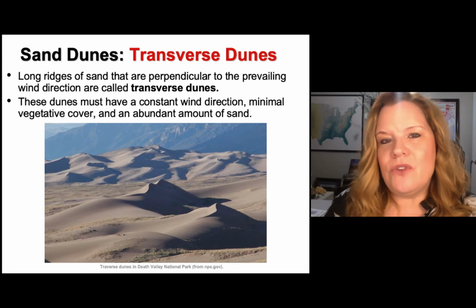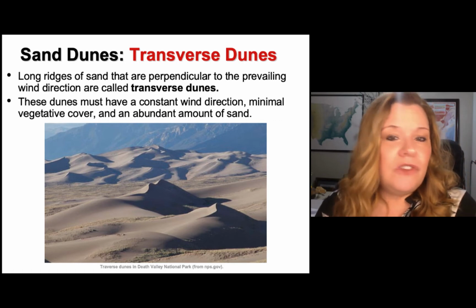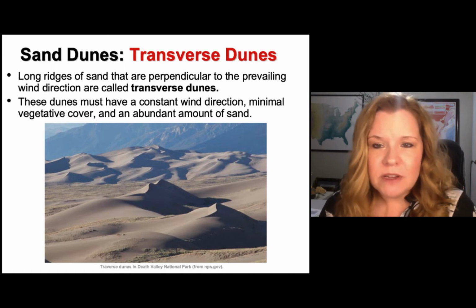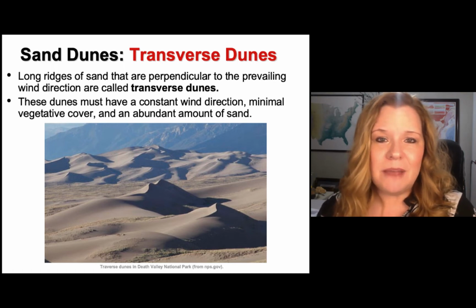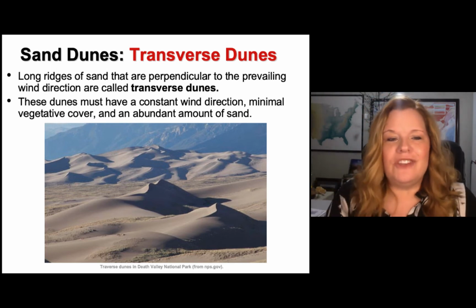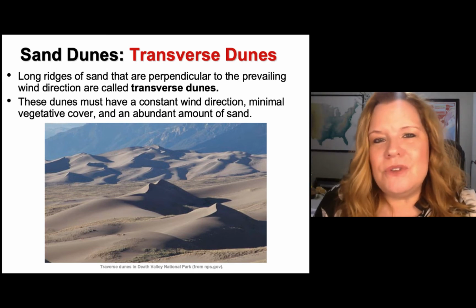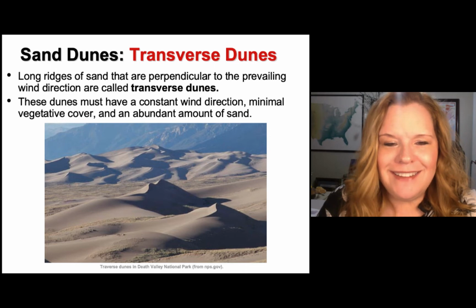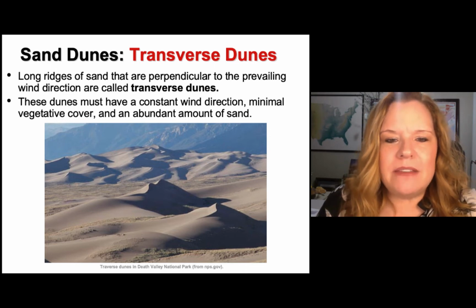What are transverse dunes? These are very common dunes. They're long ridges of sand that are perpendicular to the prevailing wind. That means they're going to be intersecting this direction. These dunes have a constant wind direction, minimal vegetative cover, that should be a theme with all of these except for one, and an abundant amount of sand.